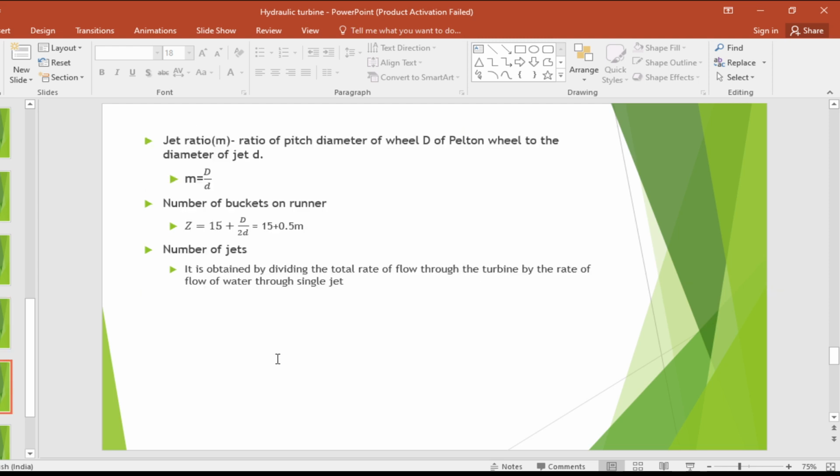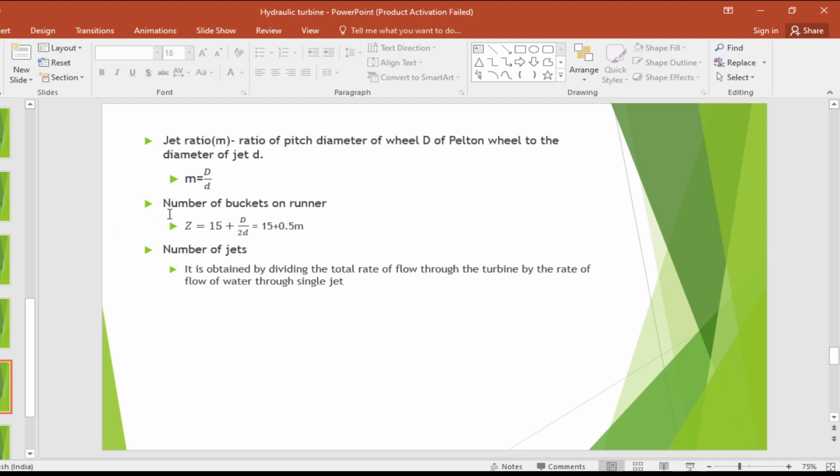Secondly, jet ratio. It is denoted as M. M here is not hydraulic mean radius or hydraulic mean depth. Here the M is jet ratio. The jet ratio is the ratio of pitch diameter of Pelton wheel to the diameter of jet d. Pitch diameter divided by diameter of jet, that is M equals to capital D divided by small d.